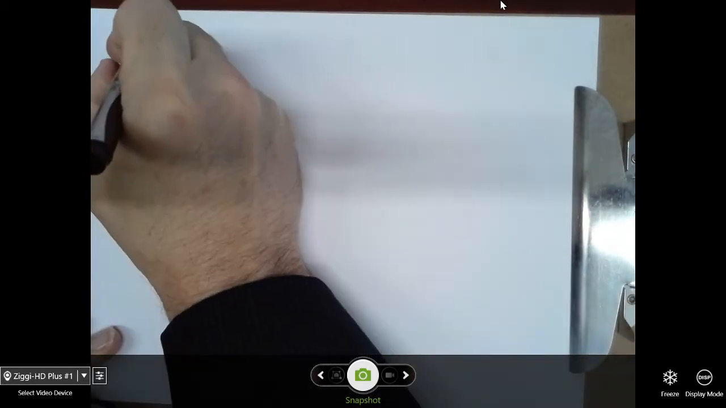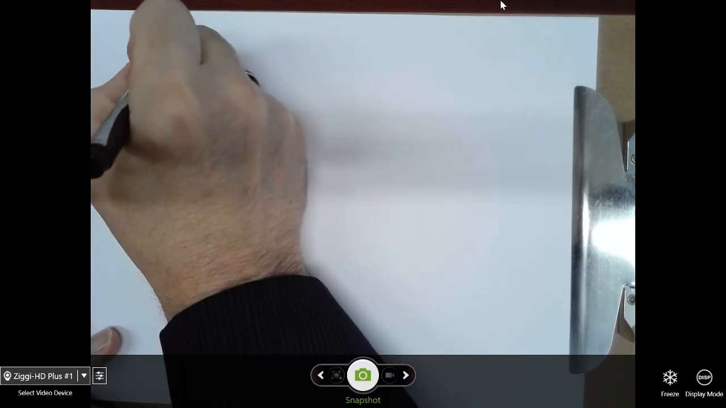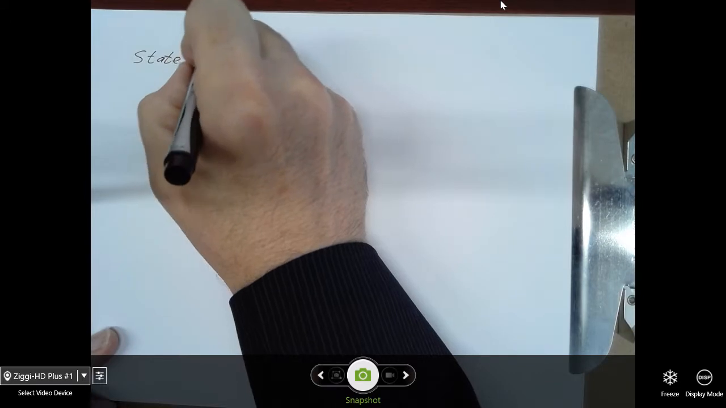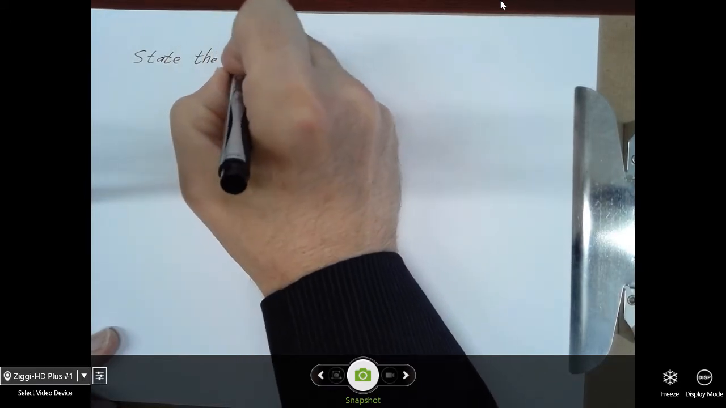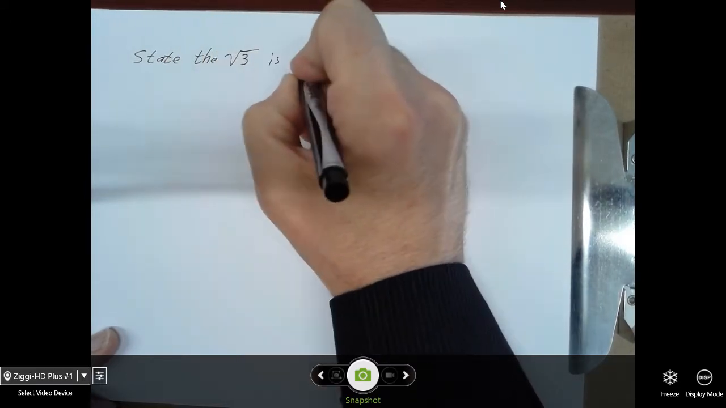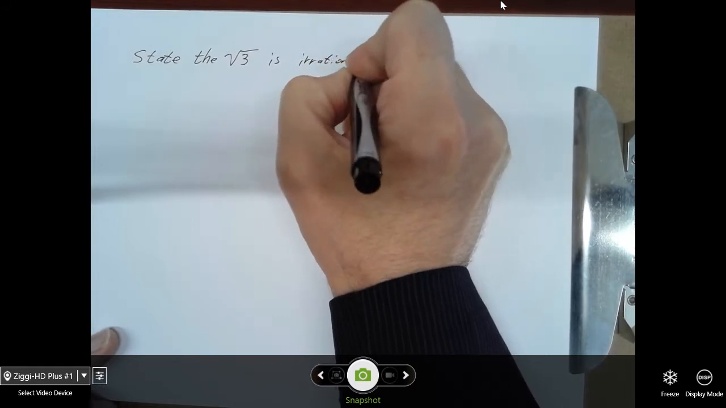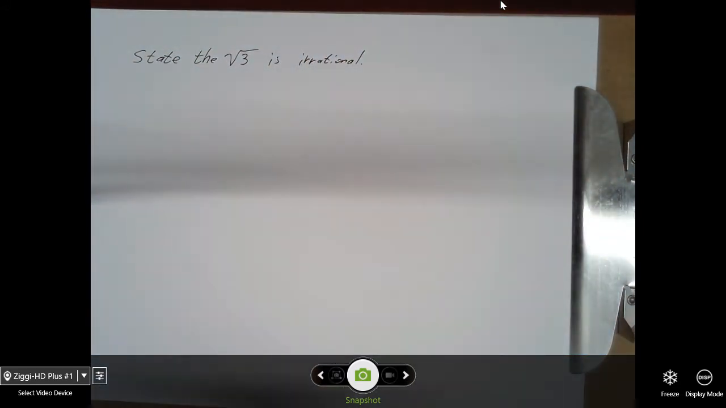So let's do that. So state that the square root of 3 is irrational. Did you come up with a way to write that?